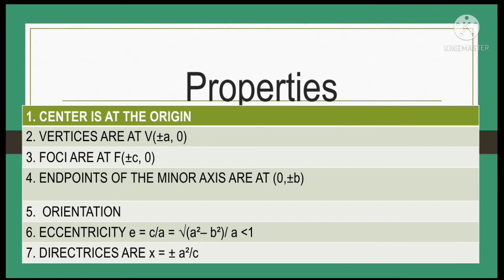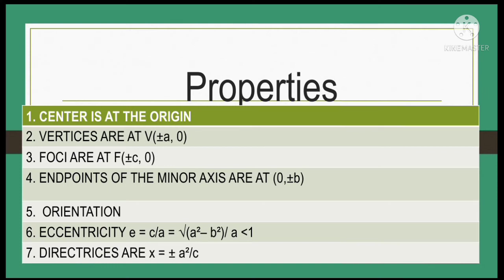Orientation is where the major axis lies. Next is the eccentricity, which helps us measure how near the ellipse is to a circular shape, and it has the formula e = c/a = square root of (a squared minus b squared) over a, where it is less than 1. And the directrices are x = ±a squared over c.